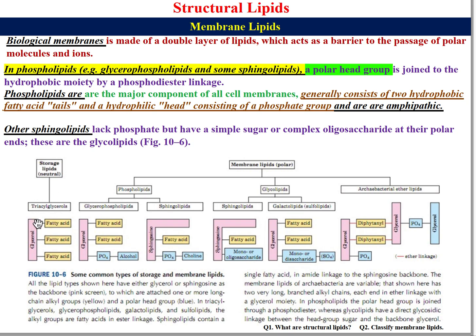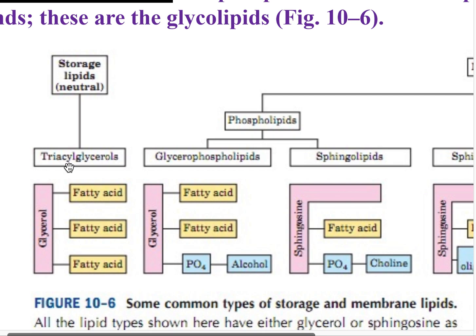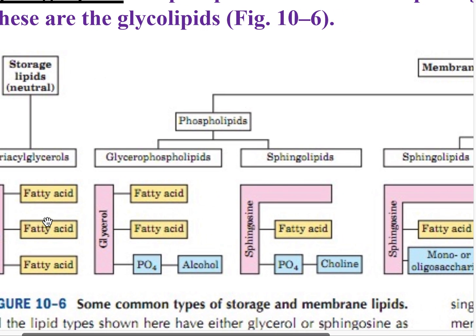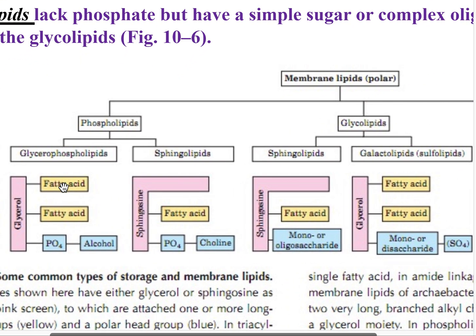So this is the storage lipid. Look at here. Here is the triacylglycerol; triacyl means 3 fatty acids bound with 1 glycerol. Membrane lipids are 2 types, phospholipids and glycolipids. Phospholipids are 2 types, glycerol phospholipids and sphingolipids. Glycolipids are sphingolipids and galactolipids.